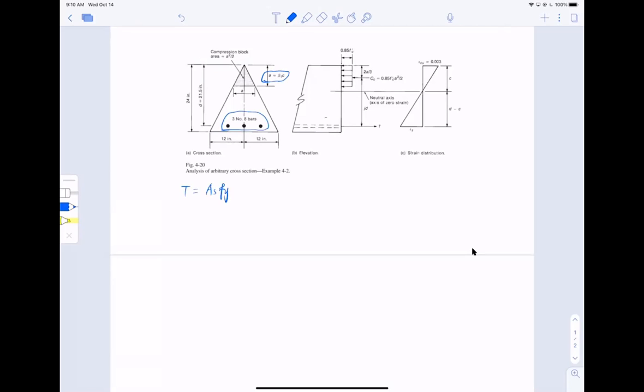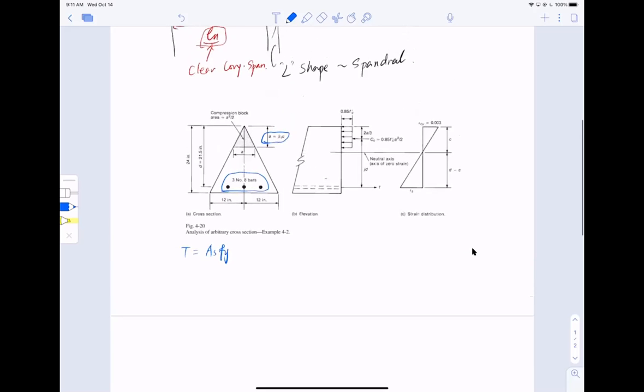For the irregular section, we probably won't ask you to do any design problem in the exam. Haven't determined it yet, but most likely will not. So most likely it's going to be analysis, right? For the analysis, you will find the tension first using AsFy. Once that is settled, you let it equal to the area of compression, which is Ac.